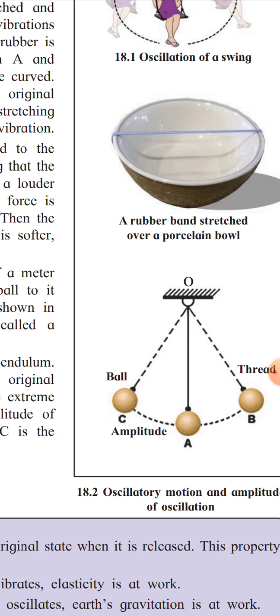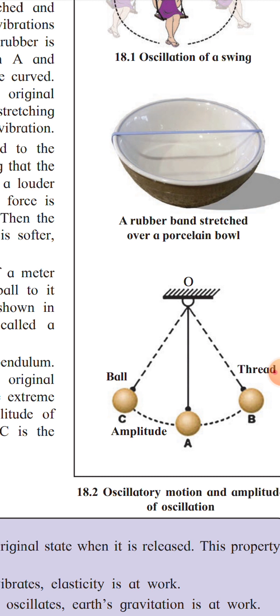Now, if a greater force is applied to the rubber band, it is stretched further, meaning that the amplitude increases. On releasing it, a louder sound is generated. When a small force is applied, the rubber band is stretched less. When the amplitude is smaller, the sound is softer too.